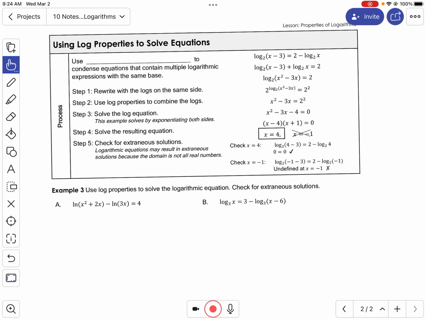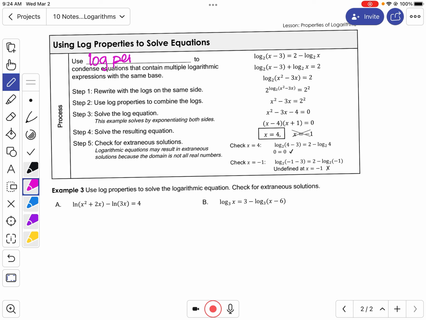So the back, we're going to be using this in order to solve log equations. So remember, we went over that last lesson. And we went over the different ways to do that. So we're going to be using the log properties to condense equations that contain multiple logarithms. So sometimes you have multiple logs in an equation. So what you want to do is move them all to one side and condense them. So you're first going to rewrite with the logs on the same side. So move them all to one side. Then you're going to use the log property to combine the logs and condense it into one. And then you're going to solve the log equation.